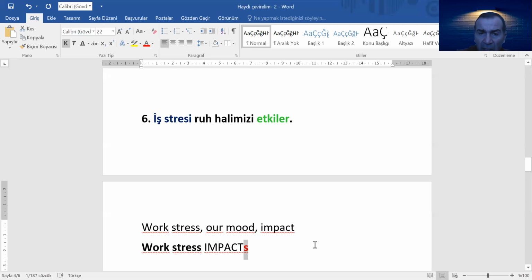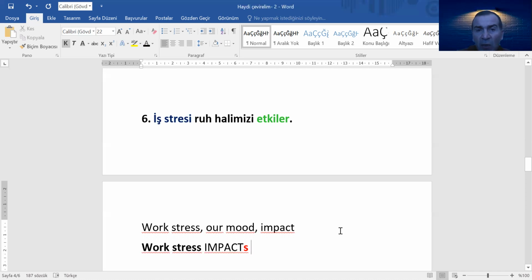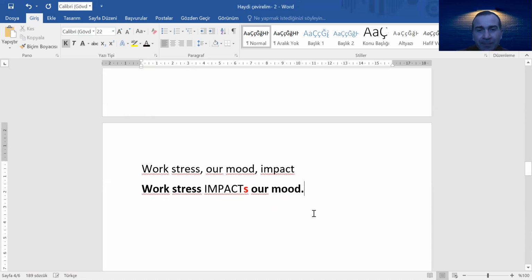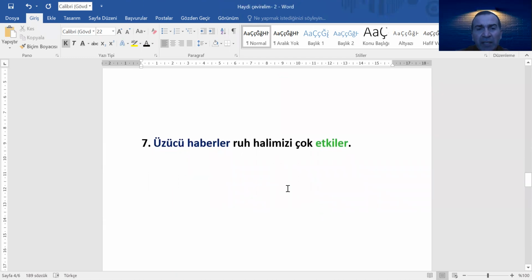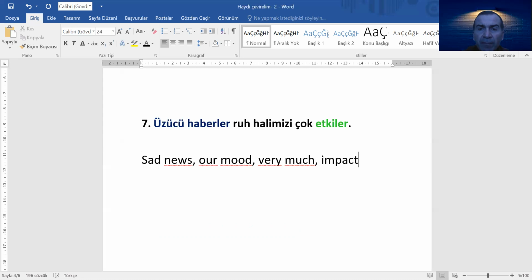And let's write it in color. Work stress impacts what? Our mood. Work stress impacts our mood. That's it. And the seventh one is üzücü haberler ruh halimizi çok etkiler. Üzücü haberler, sad news. Ruh halimiz, our mood. Çok etkiler, çok, very much, etkiler, impact.